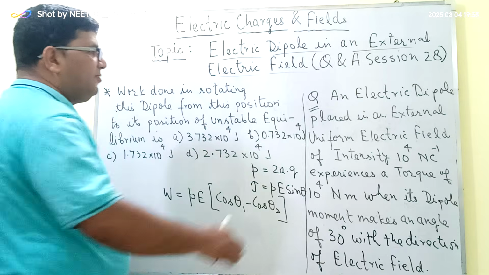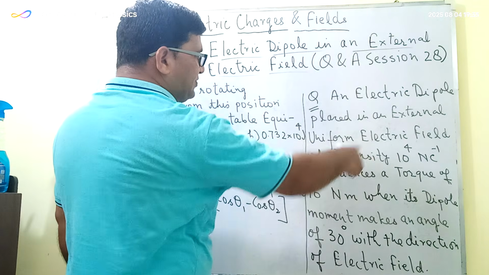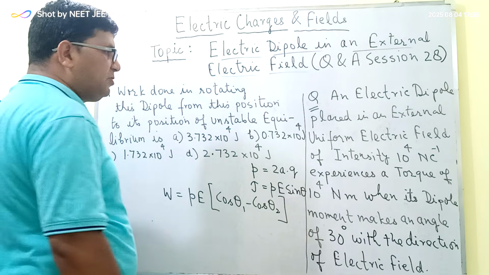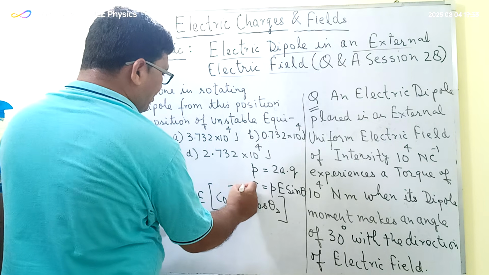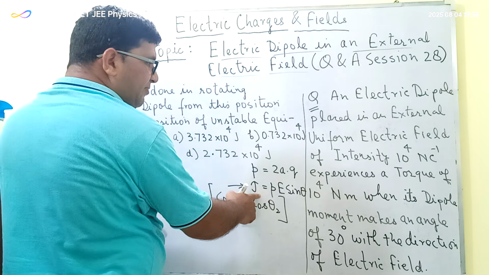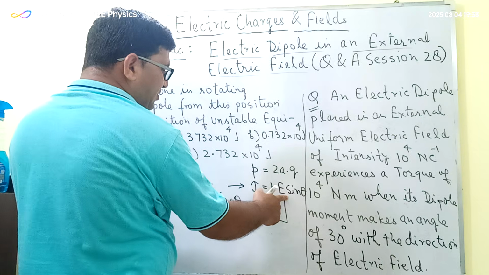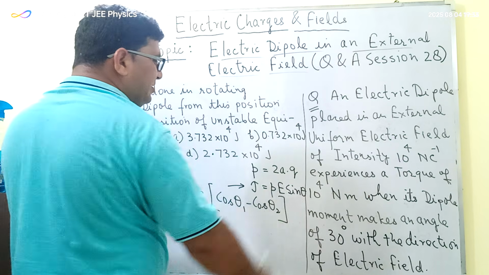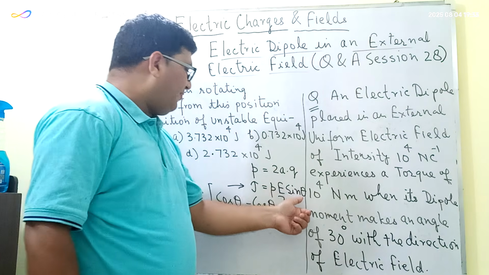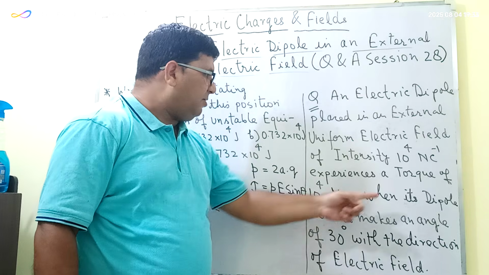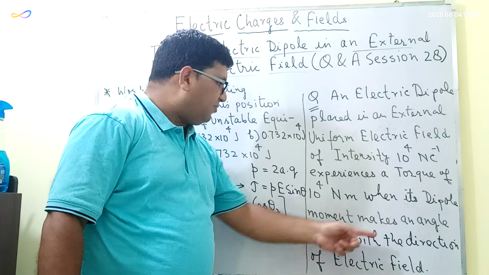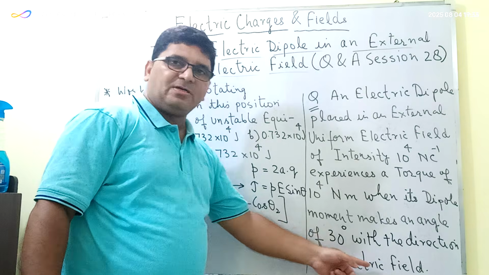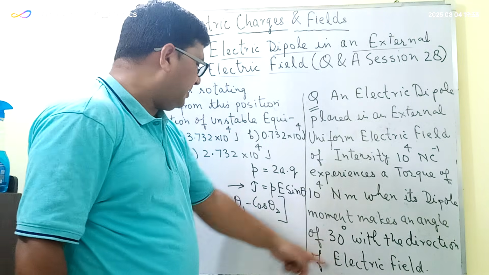So here we have been given the intensity of the electric field, which is equal to 10 to the power 4 Newton per coulomb. I will be simply using this formula now. We have been given the torque, the intensity of the electric field, and the value of theta also. Theta is the angle made by the direction of the dipole moment with the direction of the electric field, so this is equal to 30 degrees.